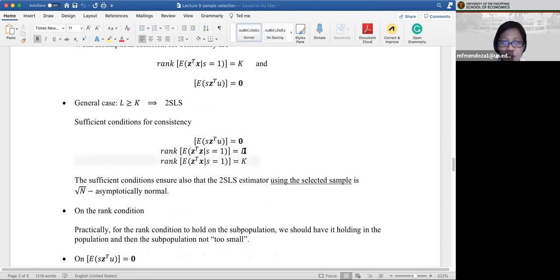Now let's go back to these two rank conditions. Practically, they have to hold in the subpopulation, that is where S sub i is equal to 1. The rank conditions have to hold in the population, and the subpopulation must not be too small.